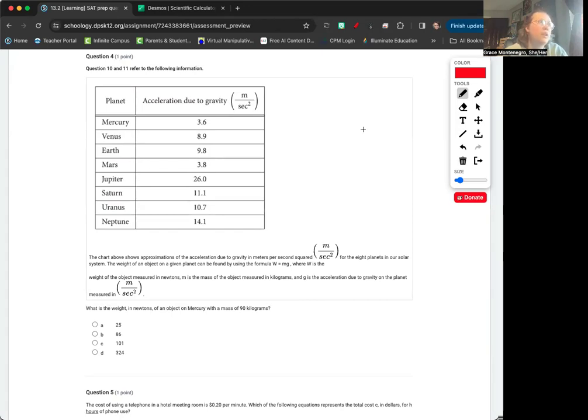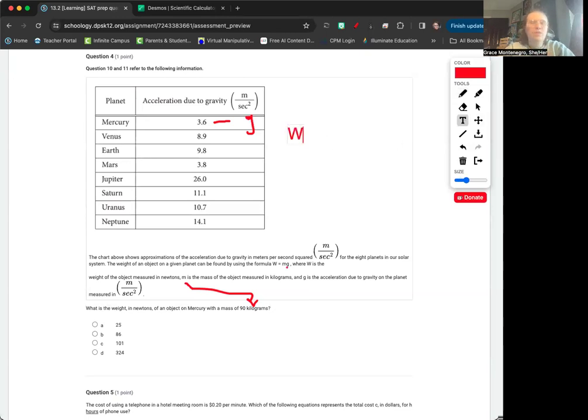Okay, so Mercury tells us 3.6 is our G. Oh, 90 kilograms is M. And so we just need to rewrite this.